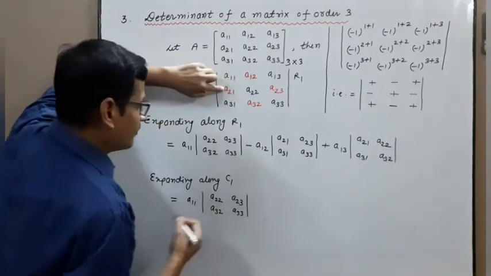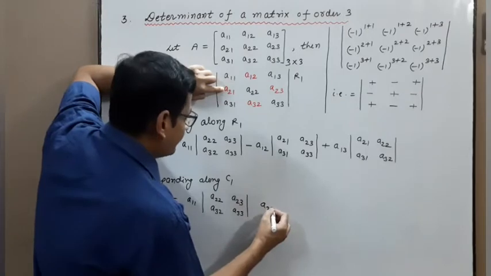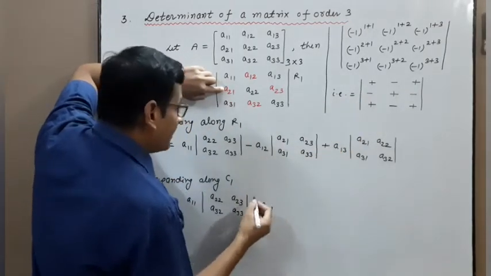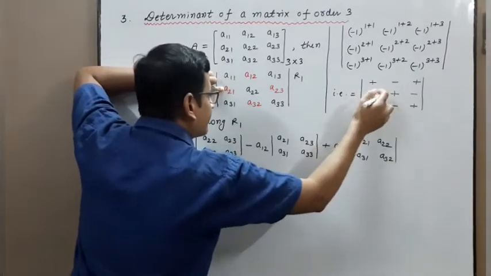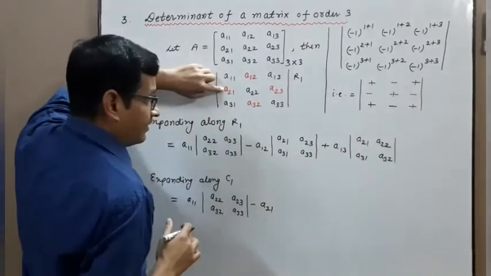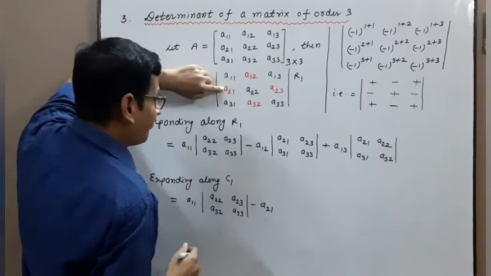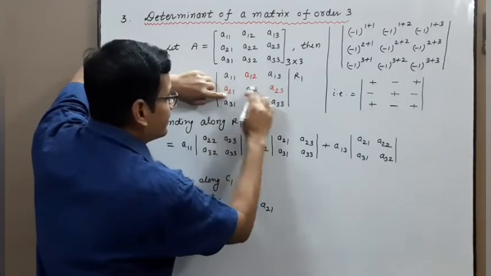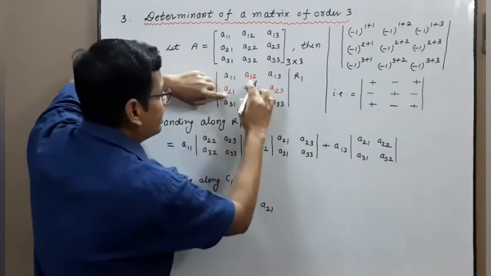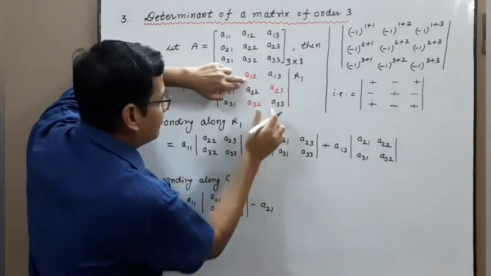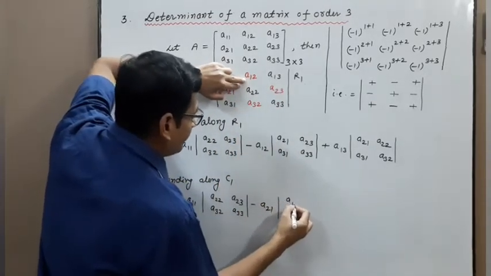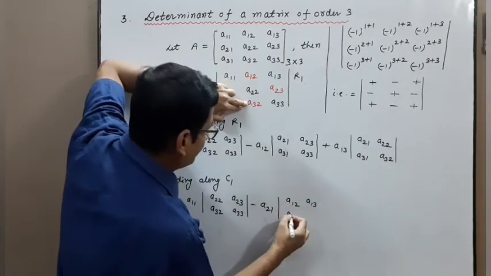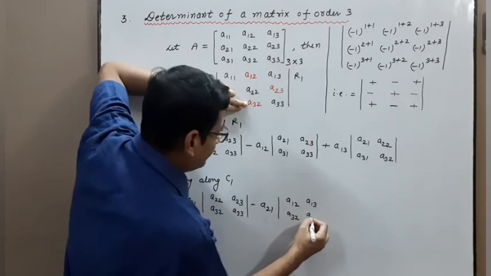After this A21, and the sign of A21 is this place, minus. Remember the sign: plus, minus, no two same signs together in horizontal and vertical. Now A21, so eliminate second row and first column. This is second row and first column. So write these four elements 1, 2, 3, 4: A12, A13, A32, A33.